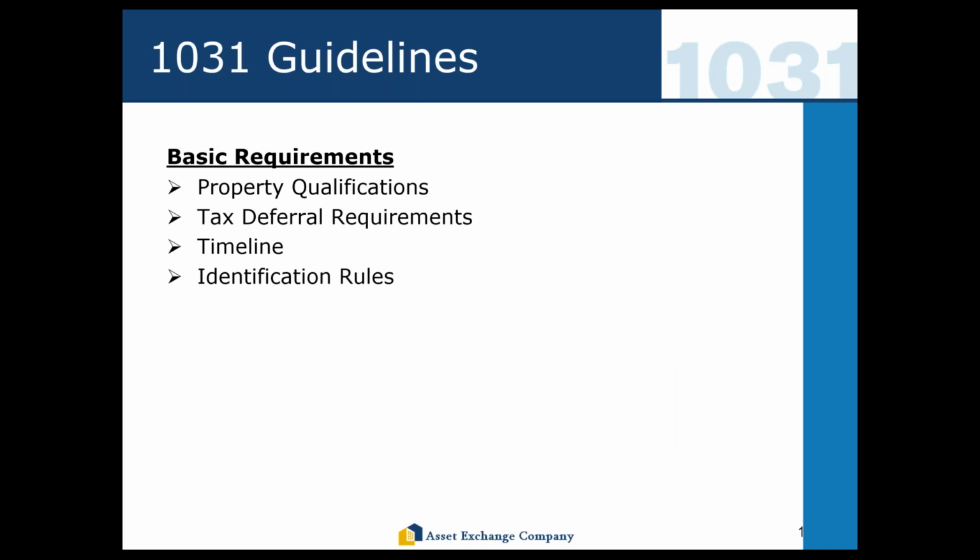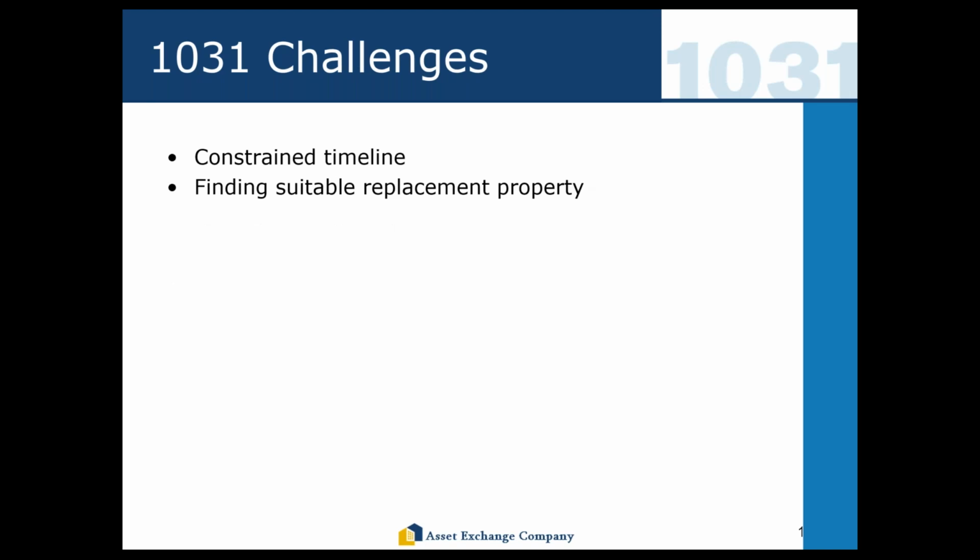So once again, the 4 guidelines are that the properties must qualify. Keep in mind your tax deferral requirements, your 180-day purchase timeline, and 45-day identification period. And then lastly, your ID rule. So that's the 200% rule and the 3-property rule. And you guys will essentially be good to go on your 1031 exchange. And with that, I'll hand it back to Leonard.